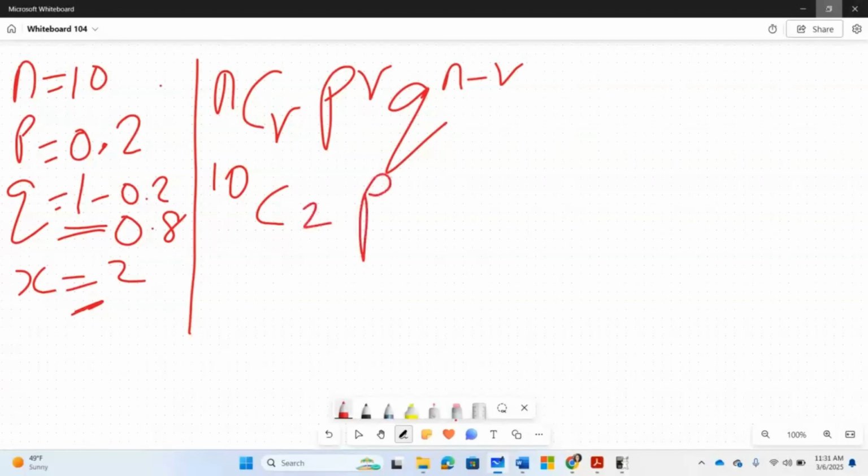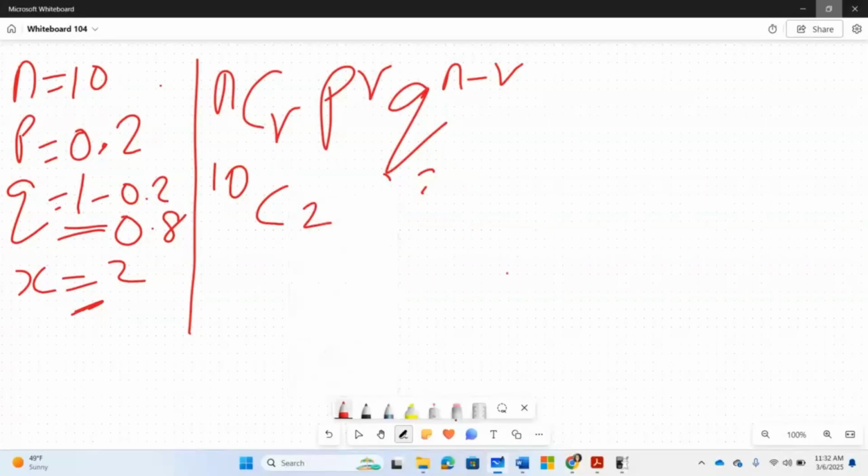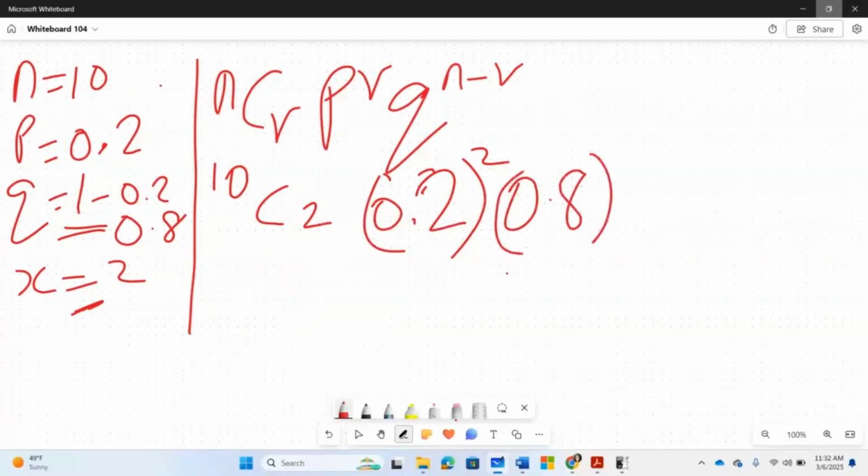I can call it success to power 2. Let me put this success in decimal. The success given to me is 0.2, so I have 0.2 to power 2. And if success is 0.2, failure is 0.8, 0.8 to power 10 minus 2. 10 minus 2 is 8. So I have put this in the formula. I can calculate it with the formula, then also calculate with the calculator.